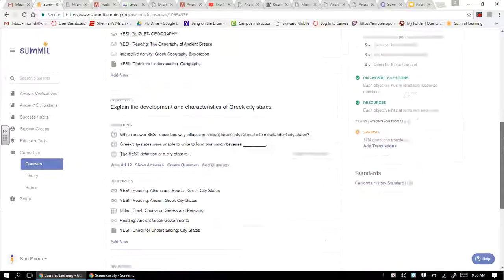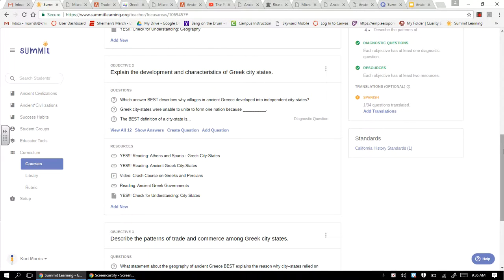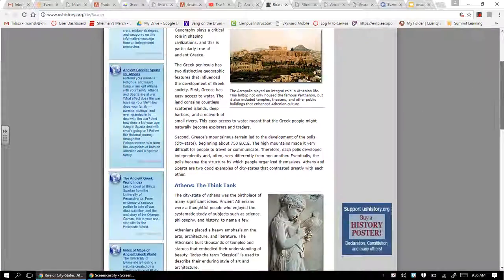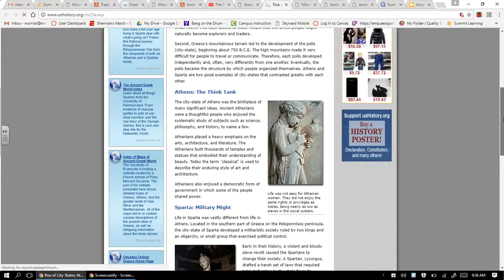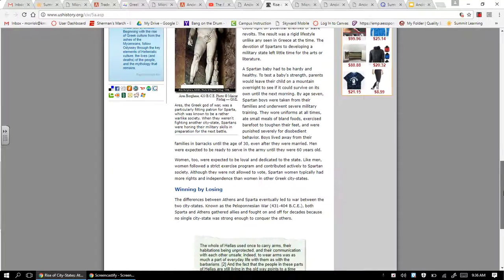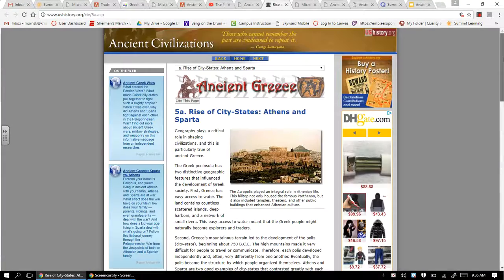Let's go down to the next objective. Explain the development and the characteristics of Greek city-states. Again, I like the first one. The first one is reading about Athens and Sparta. It looks like this. Great information on here and breaks things down about why Athens is known as a think tank and Sparta is known for their military might. Great information. Highly recommend you read it and turn it into note cards or Cornell notes.